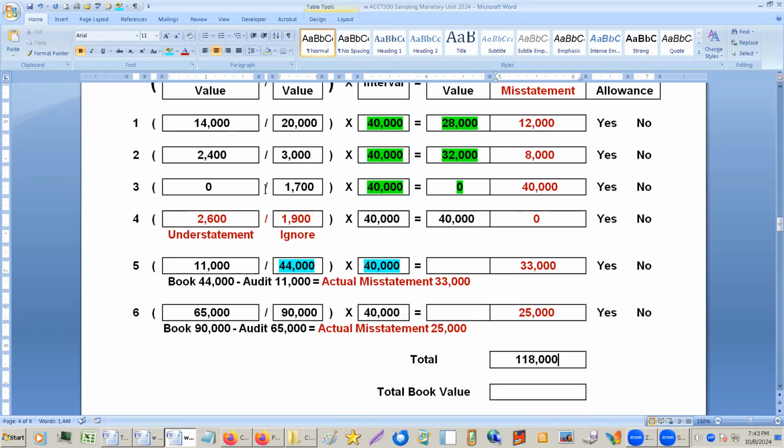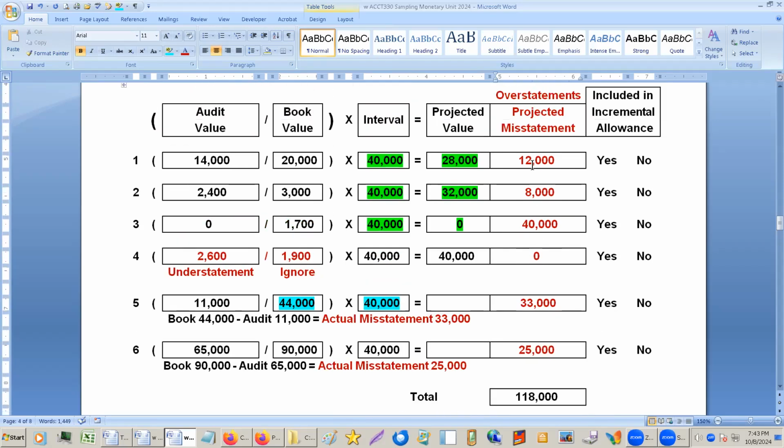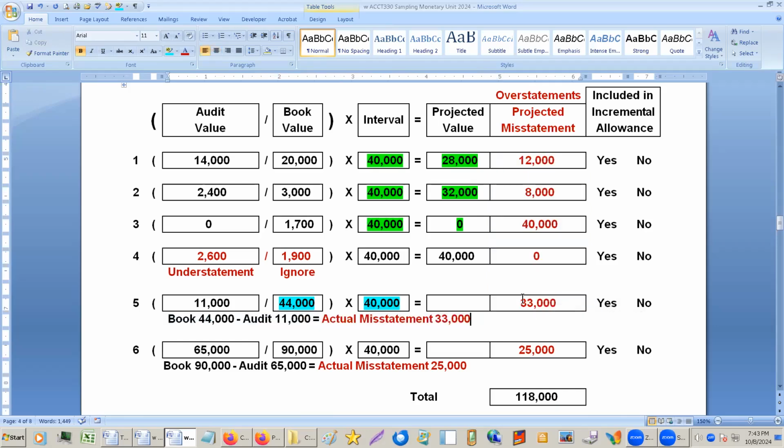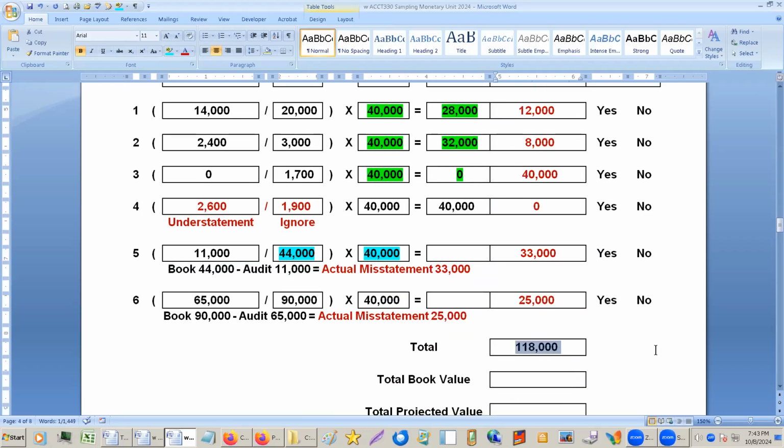Yeah, you guys got 118 for these? Oops. You guys being quiet because I got the wrong number up there? Yes, it's 118. 118, okay.